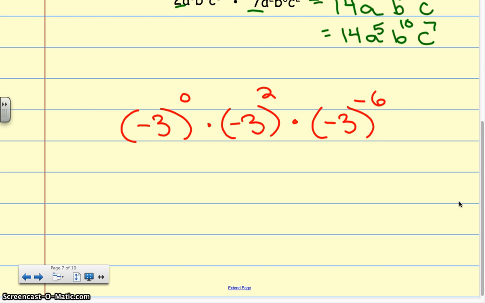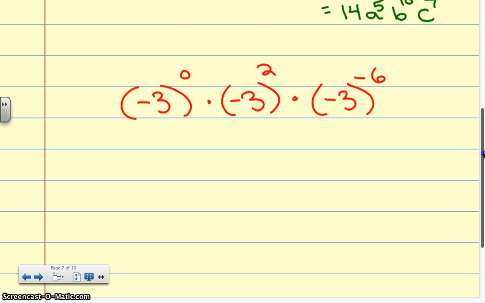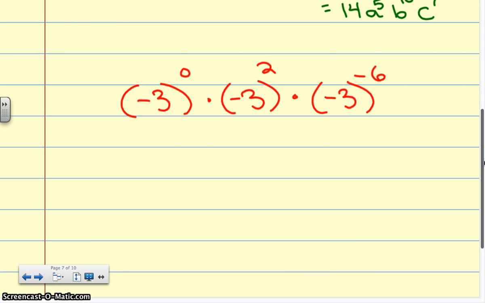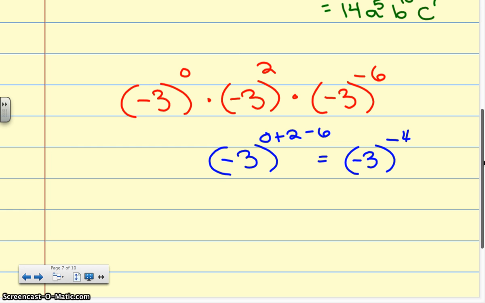All right. Simplify that, please. Okay, here's another one where I'm trying to stump. There's some kids still multiplying all of them. Do not do that. Just remember, we are going to do our base. What's your common base? My common base is that negative 3 in parentheses. To the 0 plus 2 minus 6, which is equal to negative 3 to the negative 4, which is, now this is a negative exponent, so I'm going to rewrite that as 1 over negative 3 to the 4. Okay?